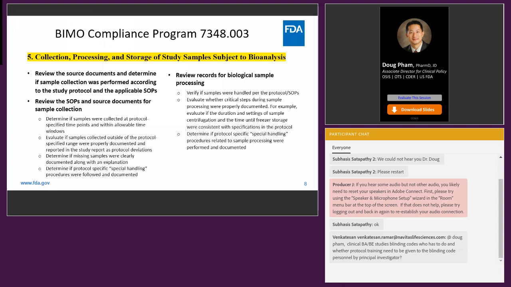When it comes to the documentation of study samples, we'd like to see source records that document how samples were collected, processed, and stored in accordance with study protocol and applicable SOPs. The record and documentation of the data, like time points or deviations, etc., are tremendously important because it speaks to the integrity of the samples themselves.